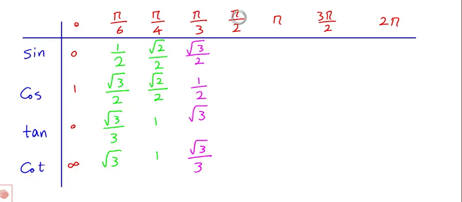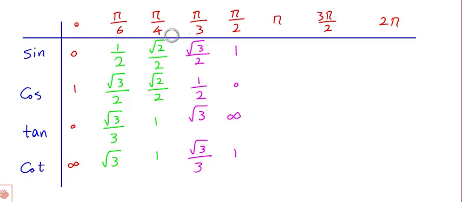Let's move on to pi over 2. The sine of pi over 2 is equal 1 and cosine of pi over 2 is equal 0. Tangent of pi over 2 is equal the sine of pi over 2 divided by the cosine of pi over 2, is equal undefined, and cotangent of pi over 2 is equal 0.